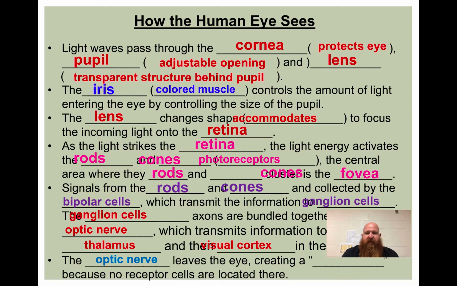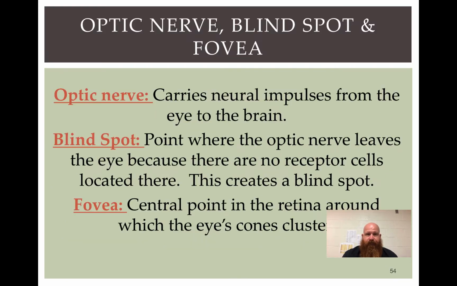The optic nerve leaves the eye, creating a blind spot because no receptor cells are there. So you'll probably see something like this in the next day or so. We're going to talk a little bit about the optic nerve, blind spot, and the fovea. The optic nerve carries neural impulses from the eye to the brain. The blind spot is the point where the optic nerve leaves the eye, because there are no receptor cells there. This creates a blind spot. We will see this tomorrow.